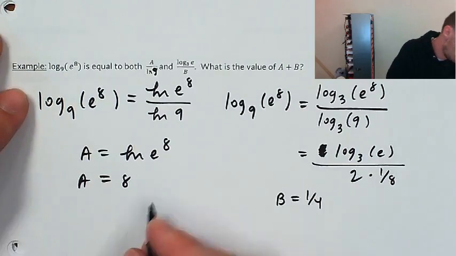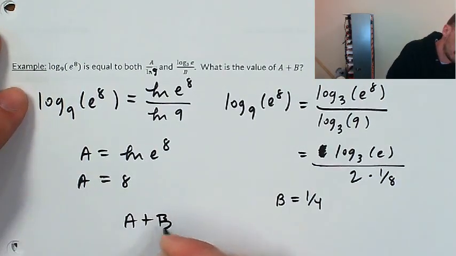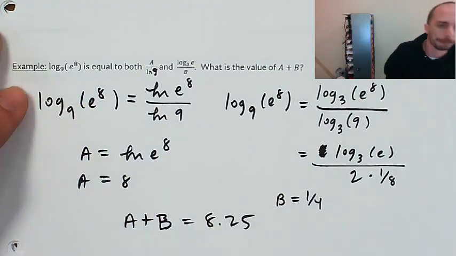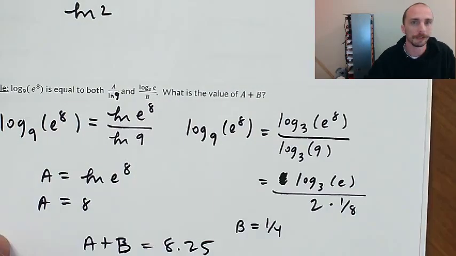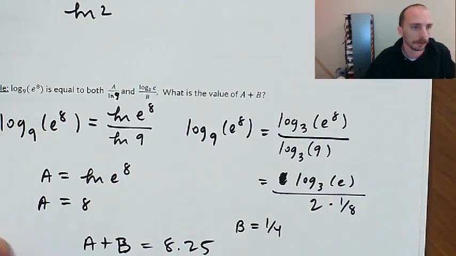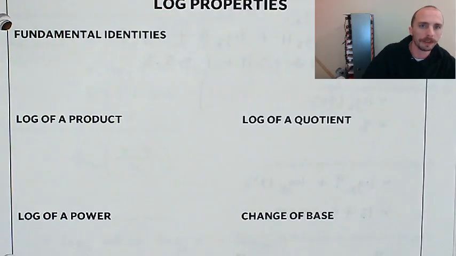So a plus b is 8 1/4. That's 8.25. That's going to be good enough for us. All right, is there anything else here? No, that's it. So let's fill out our log properties table.